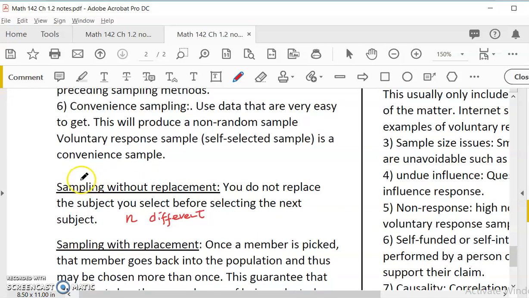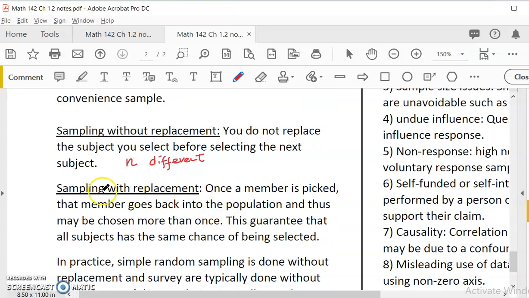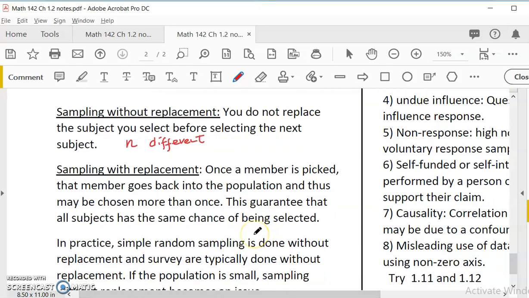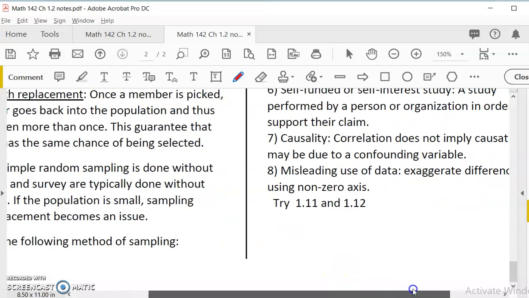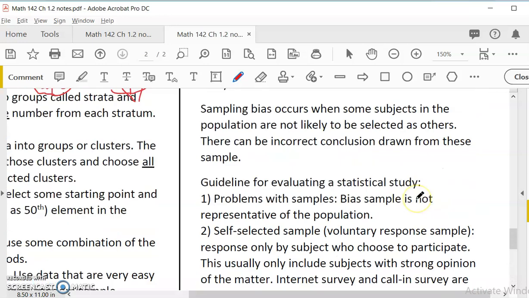We also mentioned two terms. Sampling without replacement means you will never select a sample twice. And sampling with replacement is where you might sample someone twice. If you are actually trying to find different subjects in a sample, you would want to do sampling without replacement.